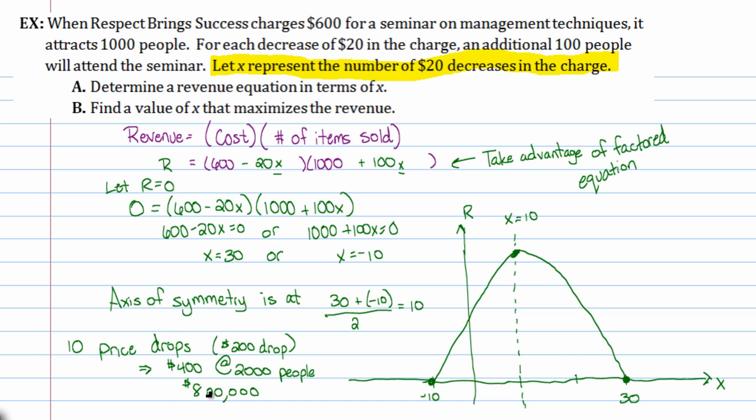So $800,000 revenue versus our original revenue, which was 1,000 people at $600 each, $600,000. You see what happened there? We only made $600,000 before. We dropped the price. We're making $800,000. And yes, this does work.